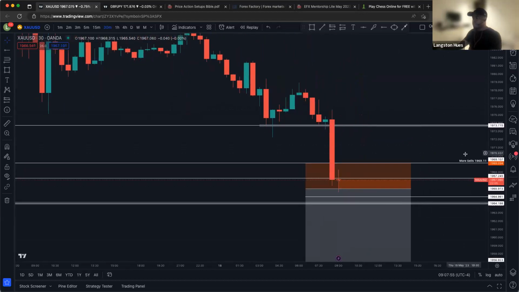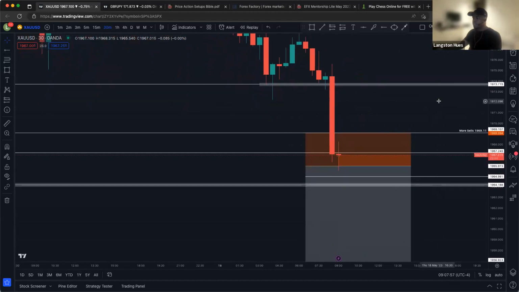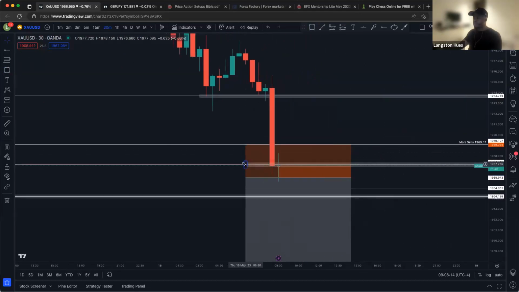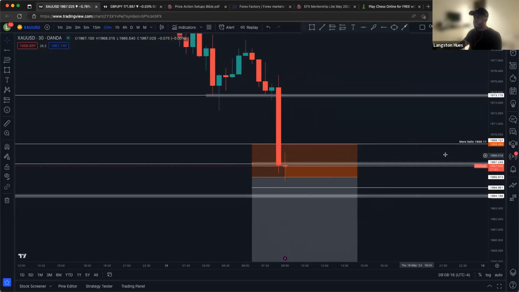22 minutes for a 30-minute closure. We need her to respect this resistance right here. If it's going to be a break and retest, that's fine, but it has to close below here, a 30-minute closure. If it closes above there, then I'll just close the trade.